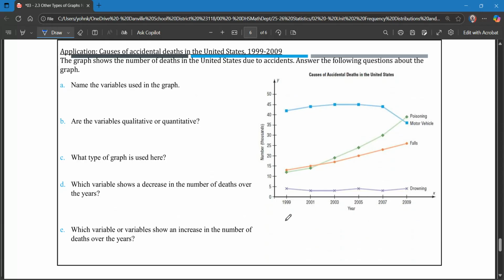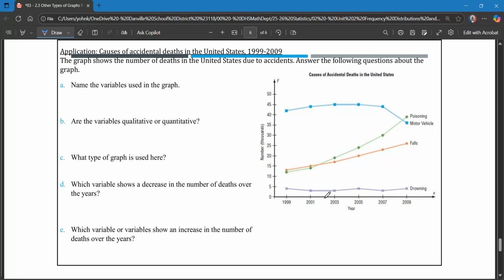All right, we have a time series graph. This is a compound time series graph where you're comparing more than one thing at a time. The graph shows the number of deaths in the United States due to accidents. Answer the following questions about the graph. So first, name the variables that are being used in the graph.